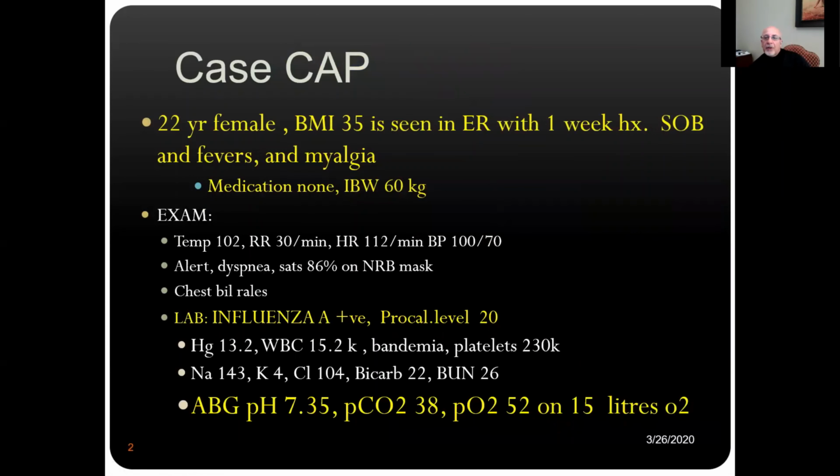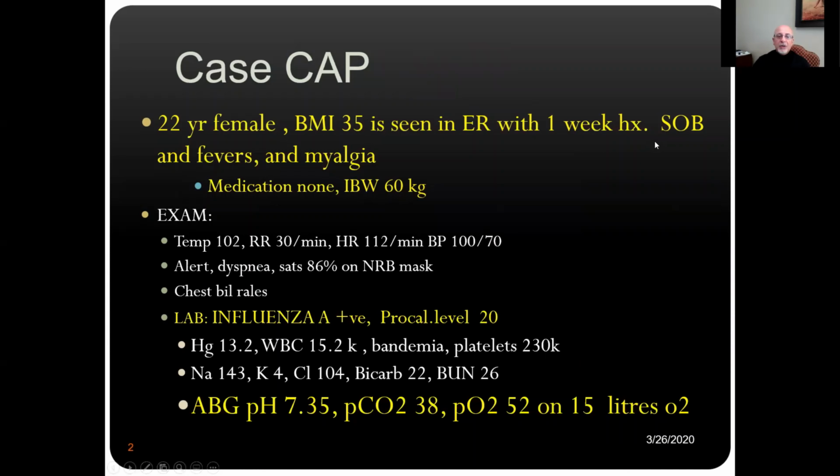Let us start with first reviewing a case. Here's a 22-year-old female with a history of obesity, BMI 35, is seen in the emergency room with 1 week history of shortness of breath associated with fever and myalgia. She is not on any prior medication.